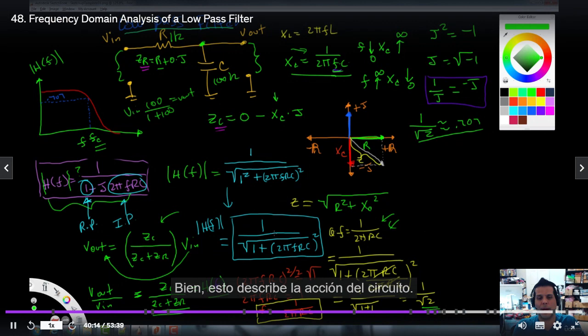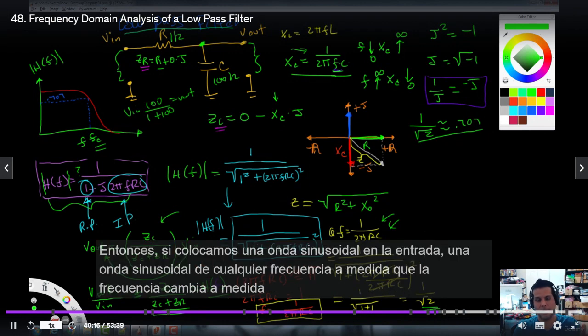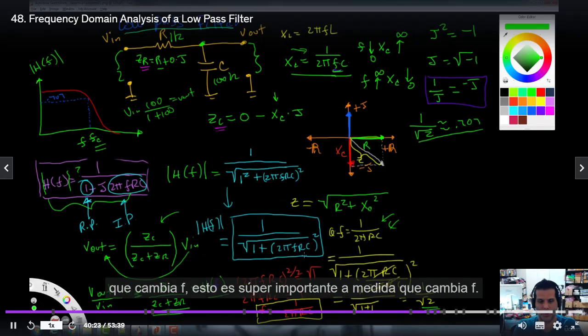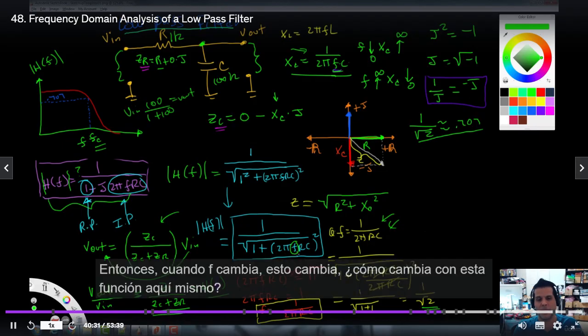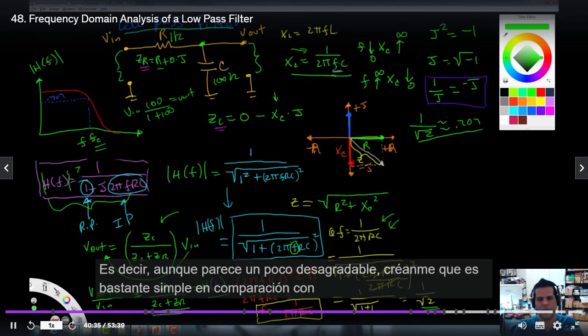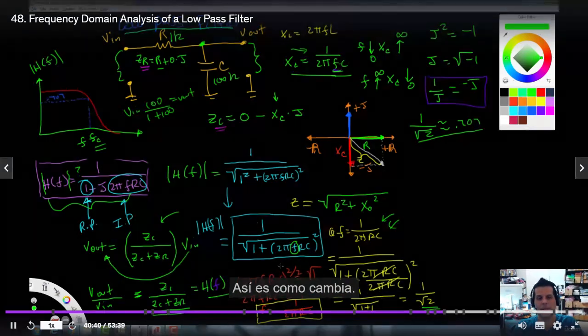So now we know that this describes the circuit action. If we put a sine wave in the input, a sine wave of any frequency, as the frequency changes, as f changes, this is super important, this thing changes what it does, and this is super cool. This is what a filter does. So as f changes, this thing changes. How does it change? By this function right here. And even though it looks a little bit nasty, believe me, it's pretty simple compared to really nasty functions. So this is how it changes.